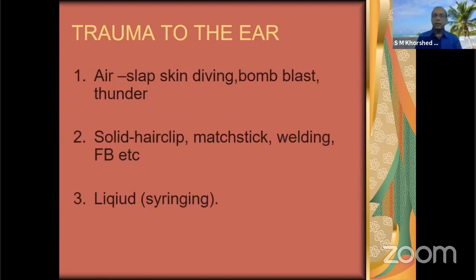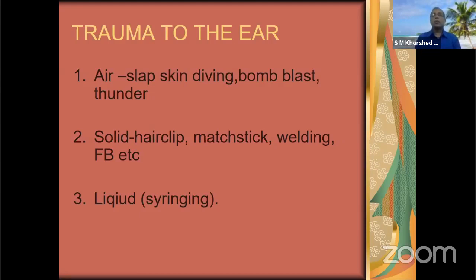Trauma to the ear. How does the ear get traumatized? This is in 3 types of substance: solid trauma and liquid trauma. How does ear trauma occur? Very important: slap. If someone gives a slap on the ear, the air in the closed space of the external ear canal is under pressure. It presses the tympanic membrane and the tympanic membrane ruptures.